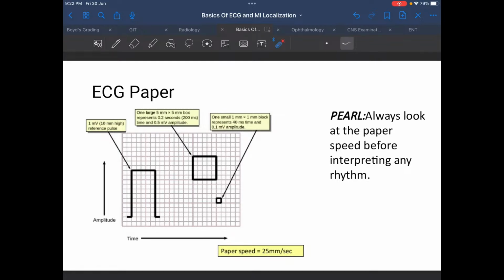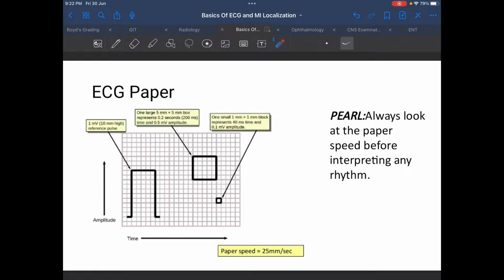So ECG paper, we are going to study something about it. The first thing is, whenever we want to interpret an ECG, we should talk about the standardization first of all. So what is the standardization? What is the speed of the ECG at which it's running? The standardization we use is about 25 millimeters per second. Okay, so this is for your intervals of time.